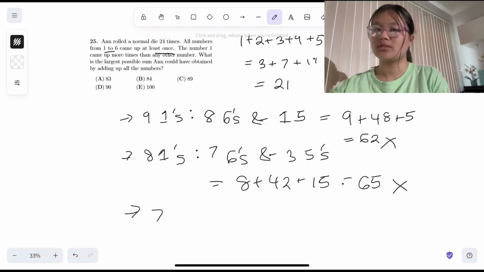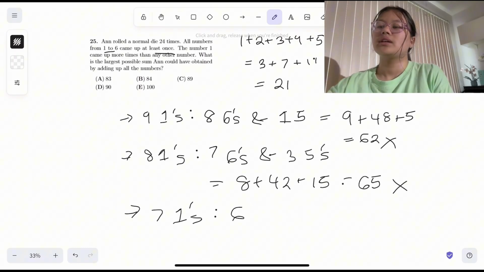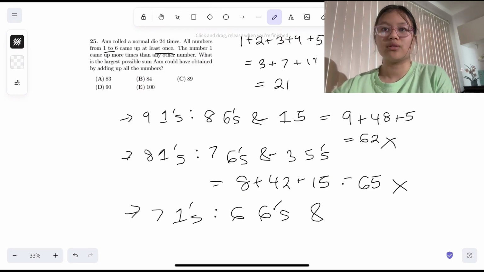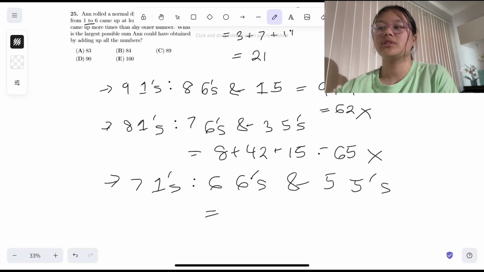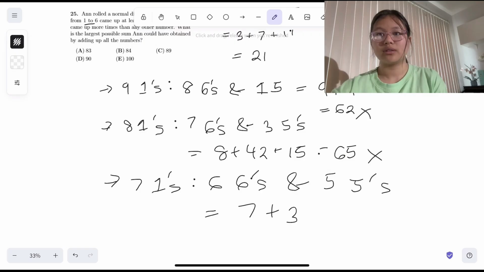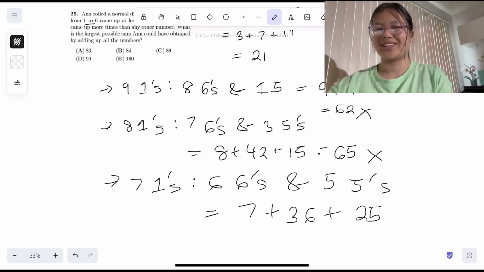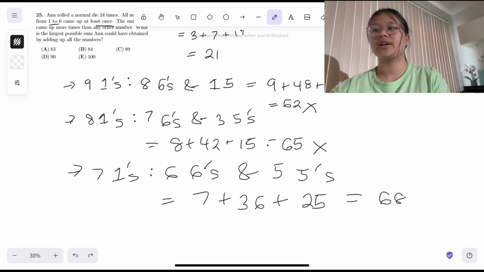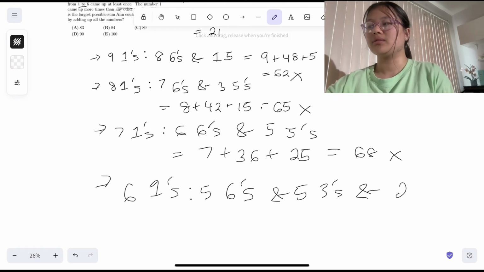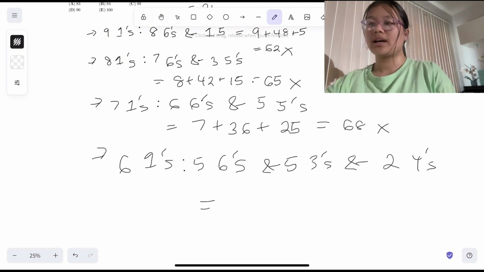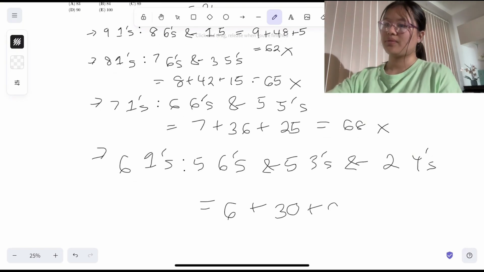So we're just going to cross those two out for now, just in case. And then we can also have 7 1s, which we can do 6 6s and 5 5s. So that's 7 plus 36 plus 25, which is equal to 68. Okay, and then 6 ones. You can do 5 sixes and 5 fives and 2 fours, and that would equal 6 plus 30 plus 25 plus 8. And then this equals 69. This is the highest sum for 18 rolls.